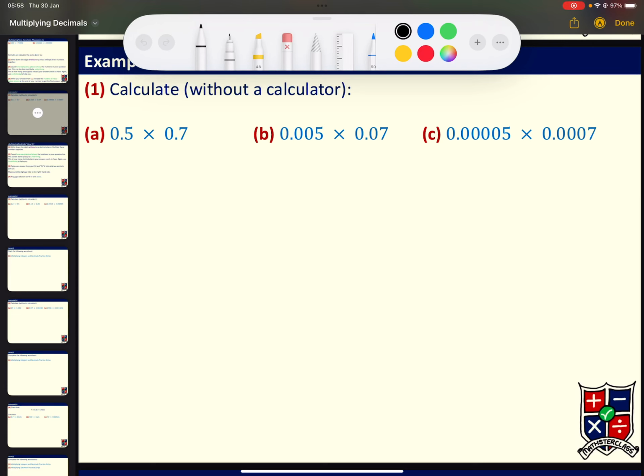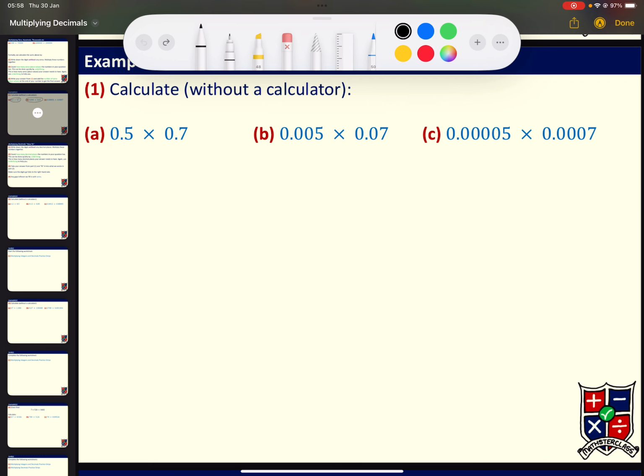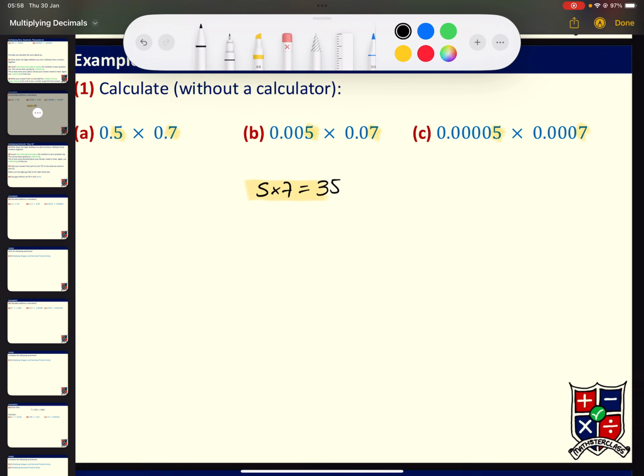Multiplying decimals. When we're looking to multiply sums that involve decimals, the first thing that we want to look at is just the numbers themselves. So ignoring the decimal places in each of these questions, we'll notice that we have a 5 in the first number and we have a 7 in the second number. So we ignore all the decimals to begin with and do 5 times 7 to get 35.